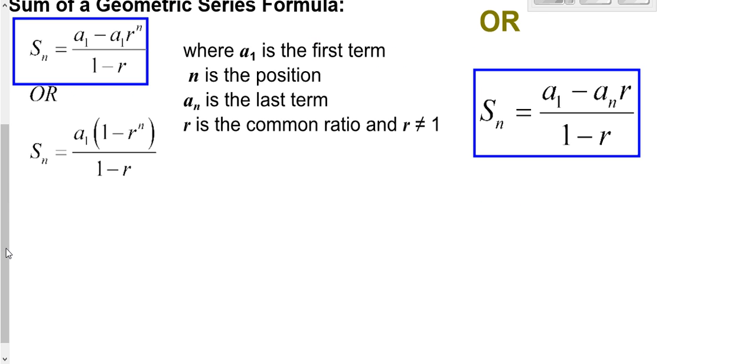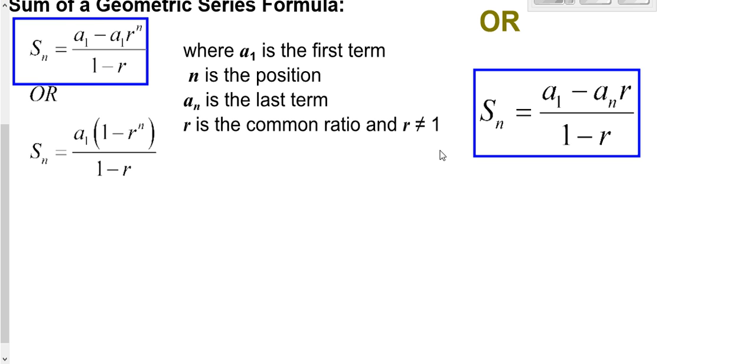There was a formula for the sum of an arithmetic series. There's also formulas for the sum of geometric series. The two that are boxed in blue are the ones that are used most often. However, this one here is still sometimes used. For each one of these, a sub 1 is your first term. N, which is your exponent here, is your position. A sub n is your last term, and r is your ratio.